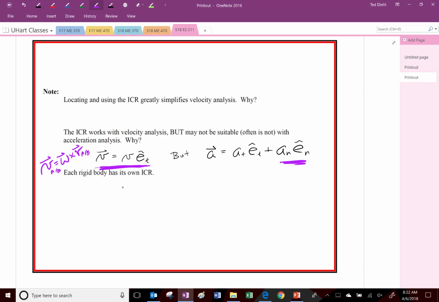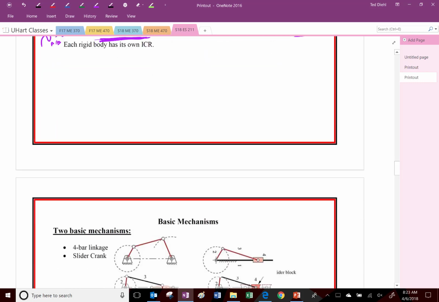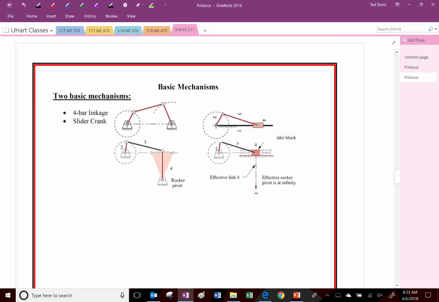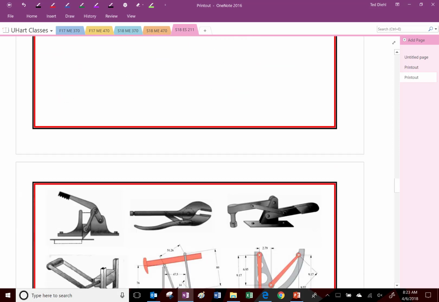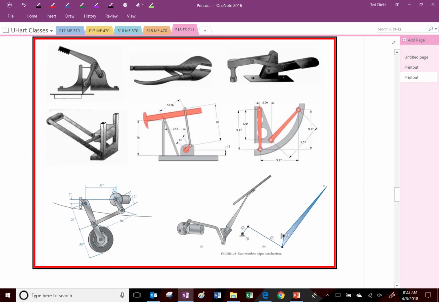And of course, now with the linkage, the ICR is often going to be on a line that's in line with the center of the linkage. I don't know if I said that correctly. Relatively speaking, for linkages we can often extend a line right here to find ICRs. I'm not going to go through these mechanisms too much.